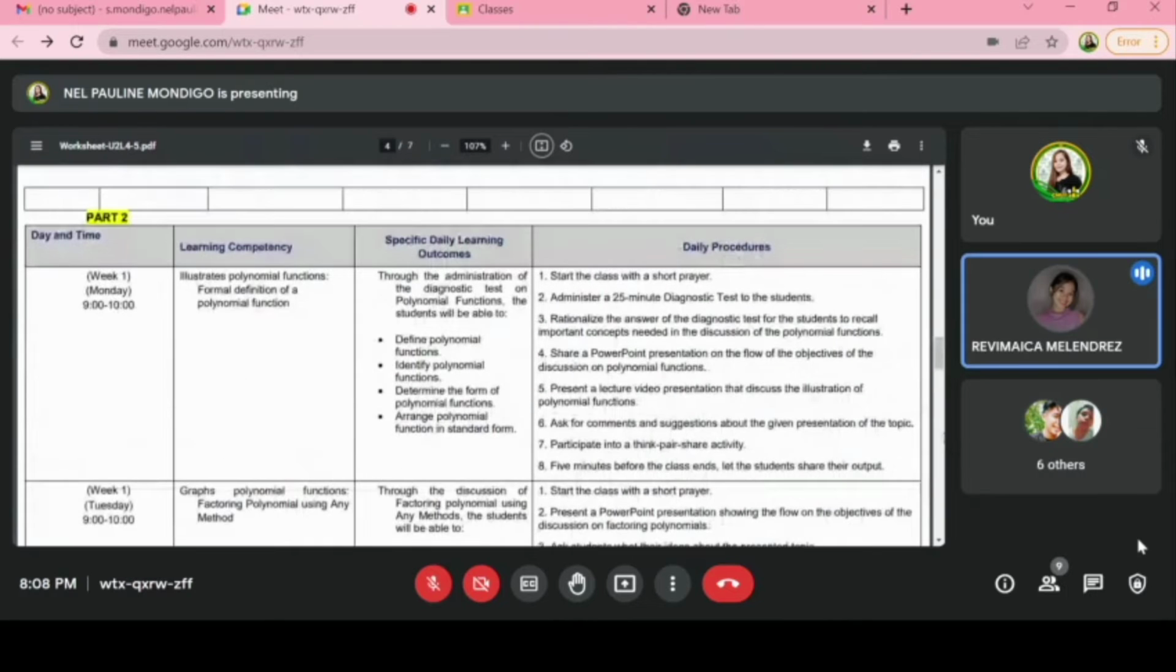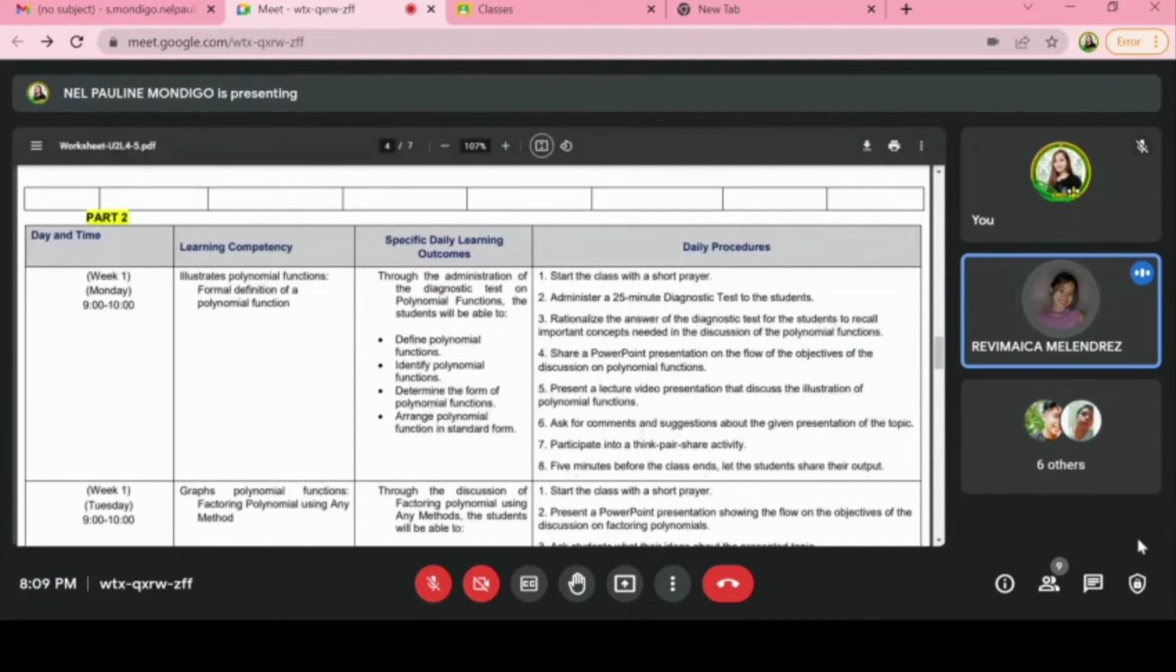In part 2, we are going to discuss the specific daily learning outcomes of each learning competency, together with the daily procedures on how we will conduct each learning competency in the class. In Week 1 Monday, the first learning competency is illustrates polynomial functions, the formal definition of a polynomial function.